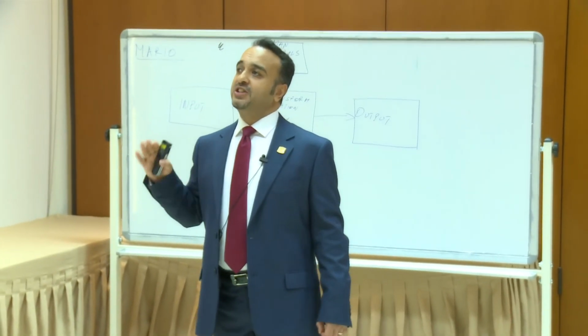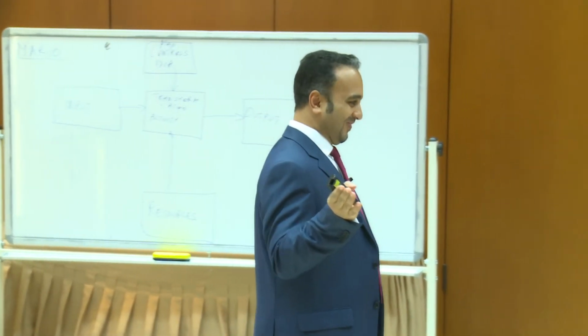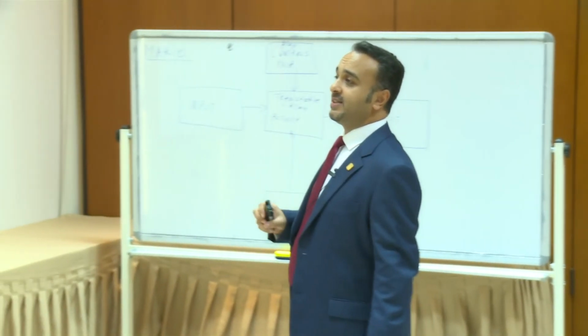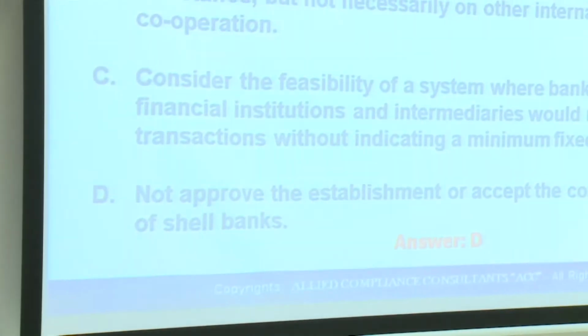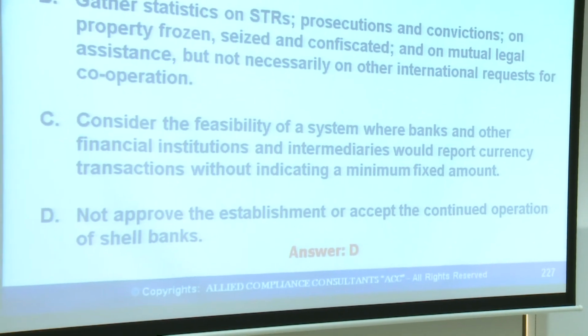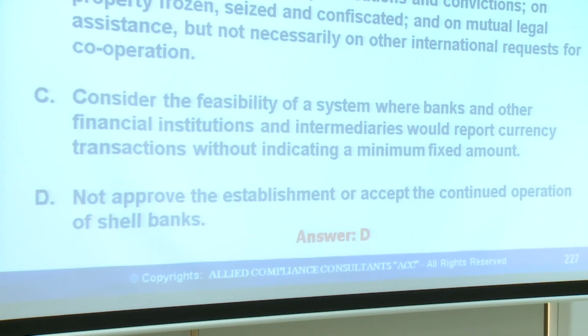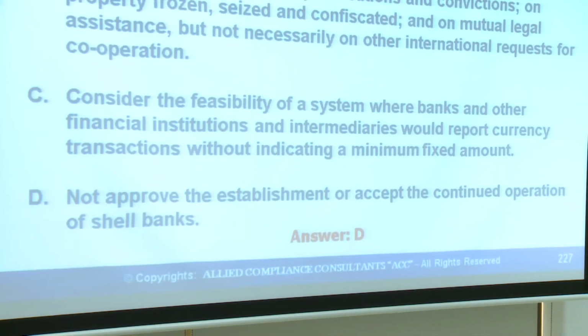B: gather statistics on STRs, prosecutions, and convictions, on property frozen, seized, and confiscated, and on mutual legal assistance, but not necessarily on other international requests for cooperation. The last line made it wrong. C: consider the feasibility of a system where banks and other financial institutions and intermediaries would report currency transactions without indicating a minimum fixed amount. That's nonsense. You have a CTR, and there's a threshold for the CTR. So without a threshold, how can you report? That means you're going to report everything.